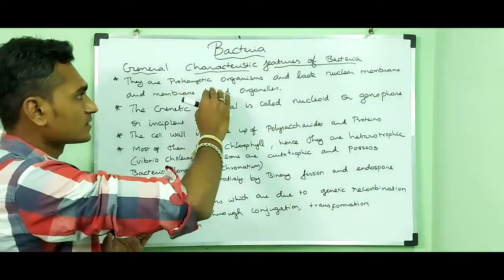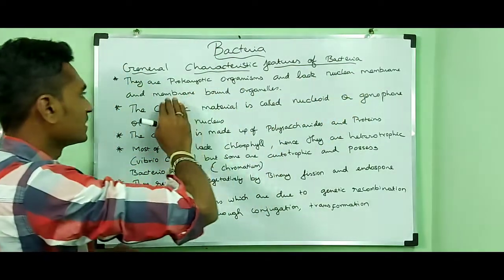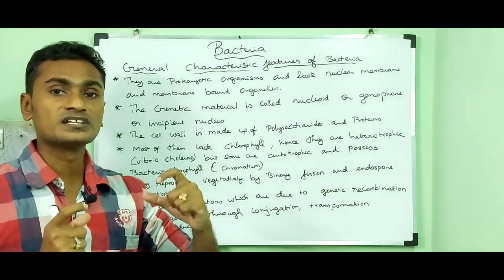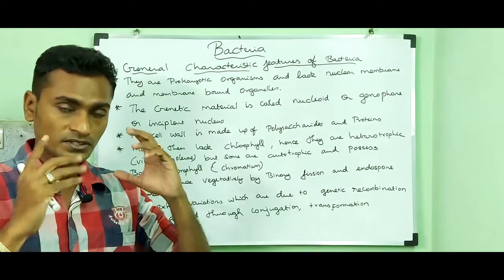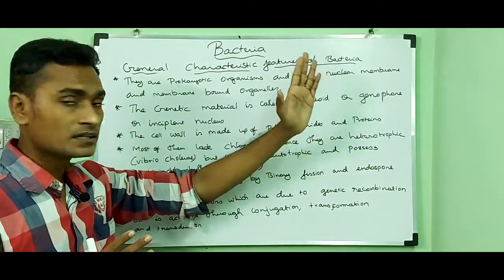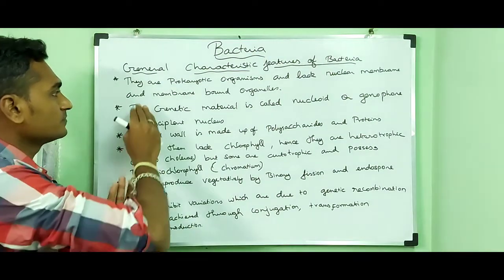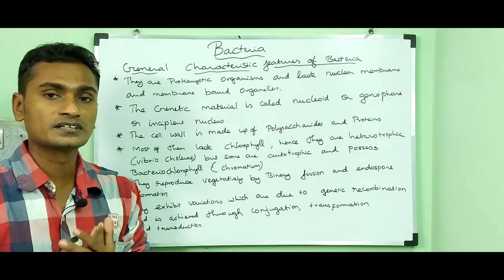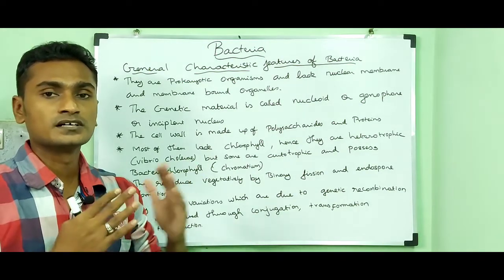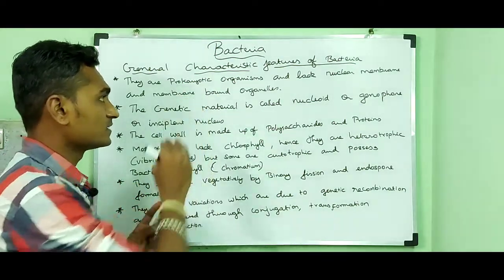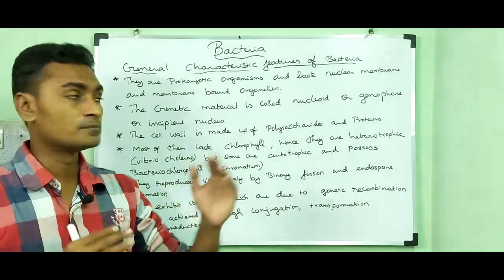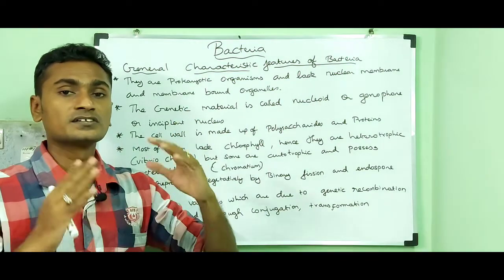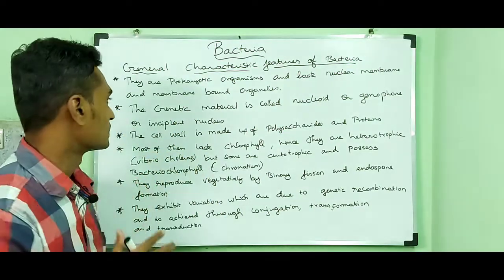They are prokaryotic organisms and lack nuclear membrane and membrane-bound organelles. That means the bacteria do not possess a well-defined nucleus. They contain a primitive nucleus and they lack a nuclear membrane. They lack membrane-bound organelles like mitochondria, endoplasmic reticulum and Golgi apparatus. In bacteria, the nucleus is naked because the nuclear membrane is absent. That is why that nucleus is called a naked nucleus.